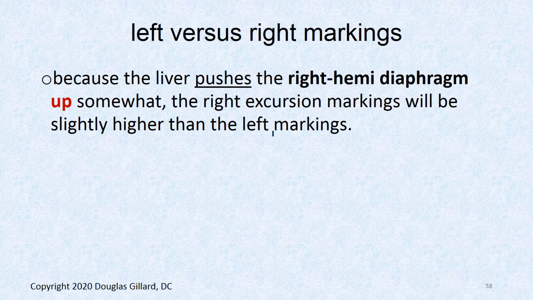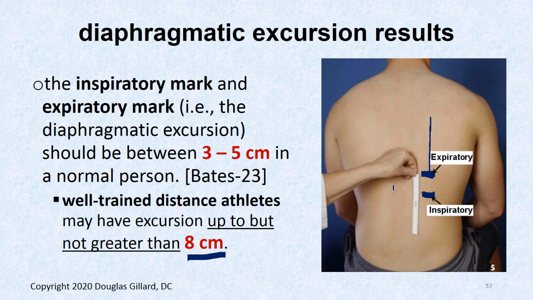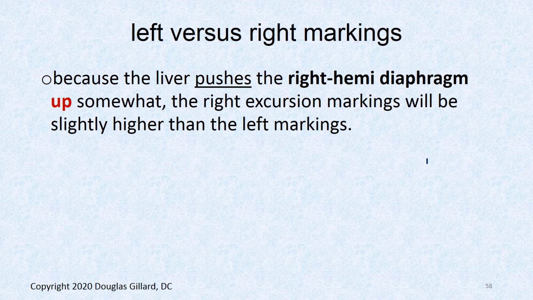Right? If you did this on the other side, you might find the same excursion, but the markings might be down a little lower. Why is that? Well, the liver is pushed up by the hemidiaphragm, so the markings will be a little bit higher on the right side.